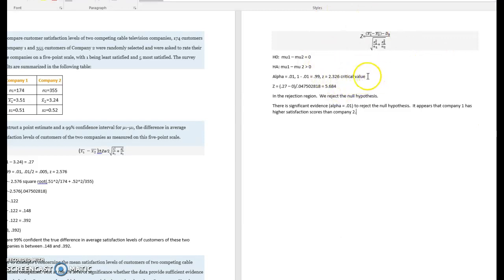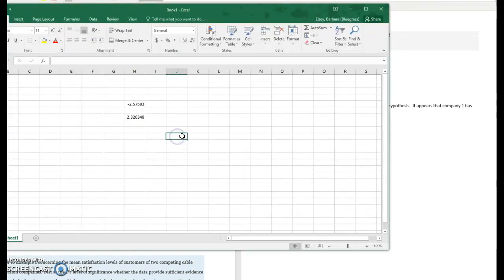Recall, with the p-value approach, we wouldn't have found the critical value right here. We would have skipped that step and gone straight to 5.684 as our test statistic, and we would use Excel to look up that p-value. Now remember, this is a right-tailed test, so once we look up the probability on Excel, our p-value is going to be 1 minus that probability. So let's put 5.684 in here.